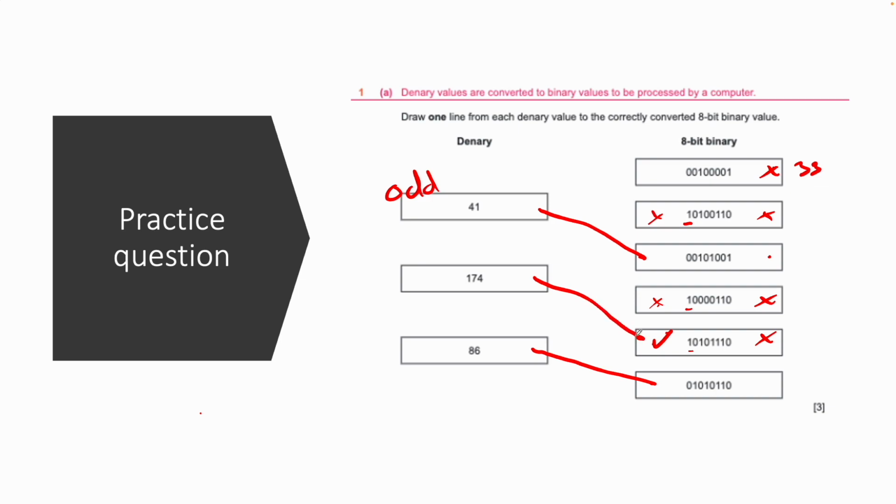Okay, so that's how you work through that particular style of question. Notice 3 marks, and actually you don't have to work every single one of them out. 86 we did with the process of elimination, and 41 also is a sort of a process of elimination. Right, let's take a look at another example.